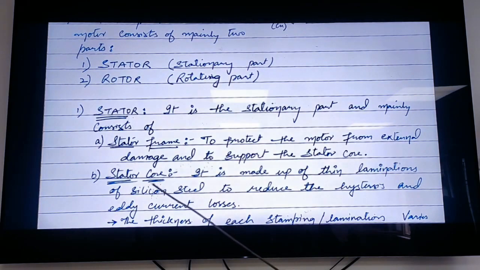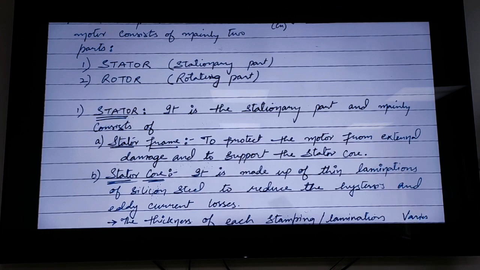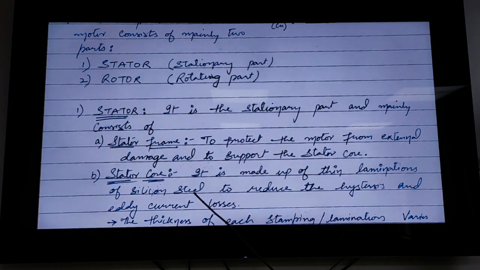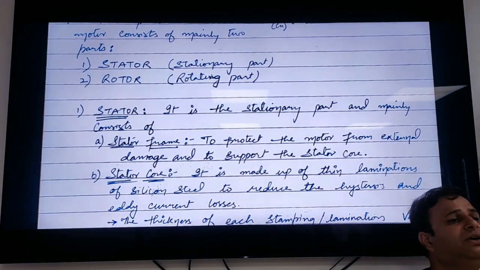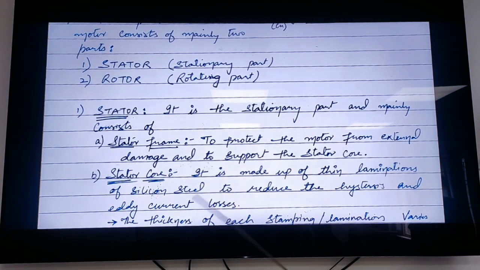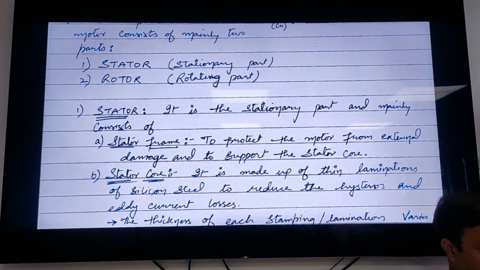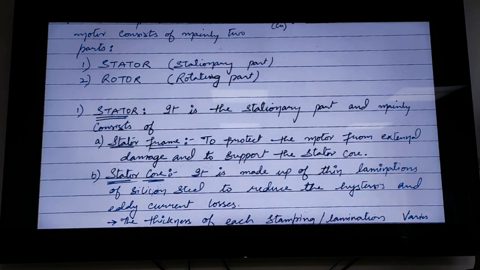Fine. Stator core is made up of thin laminations of silicon steel to reduce the hysteresis and eddy current loss. As I have just told you, it is made up of silicon steel, so silicon steel reduces hysteresis and eddy current losses. Just listen carefully: the material, silicon steel, reduces hysteresis loss, and the stampings, the thin sheets, reduce eddy current loss. We'll be studying the losses in detail. Although you have already studied them, we'll still discuss them once a day.